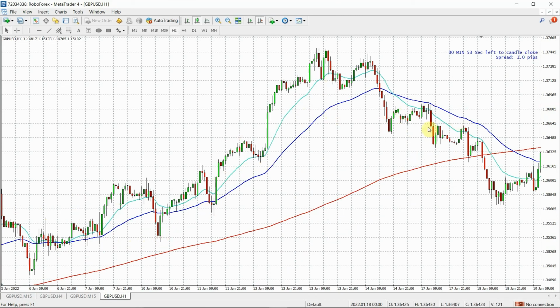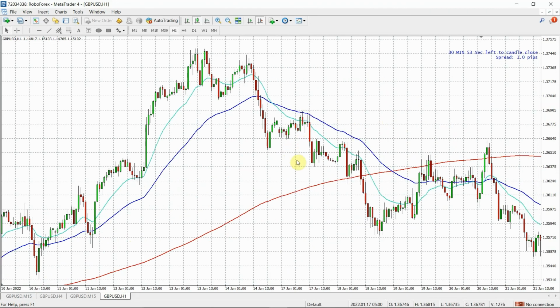But we do not just see the price come here and then you just sell like that. We have a detailed set of entry and exit rules that will help you to be profitable using these moving averages.